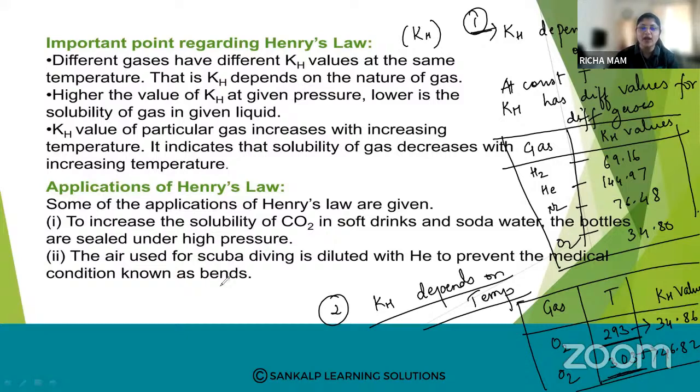Now, as you know, what is the mathematical expression for Henry's law? P is equal to KH into chi. Now, if we keep pressure constant, then how will the equation be? KH will be inversely proportional to chi. If I keep the pressure constant, then KH will be inversely proportional to chi.